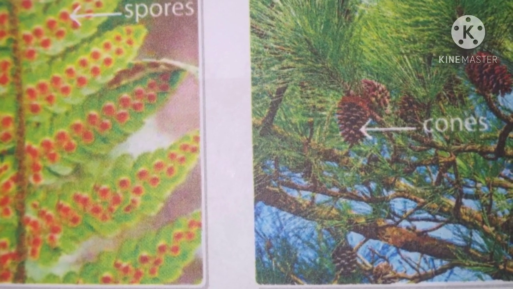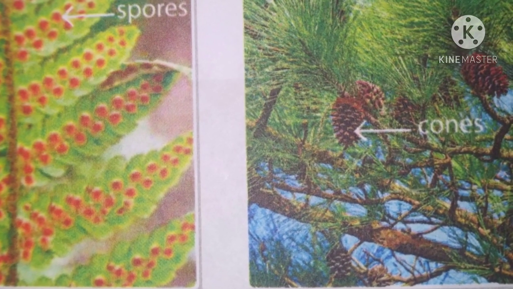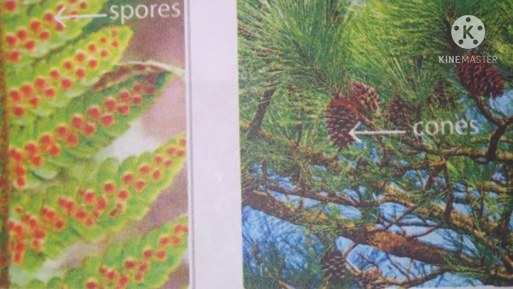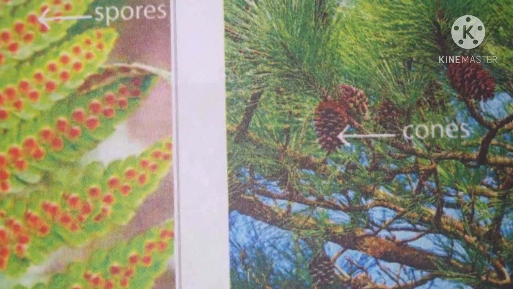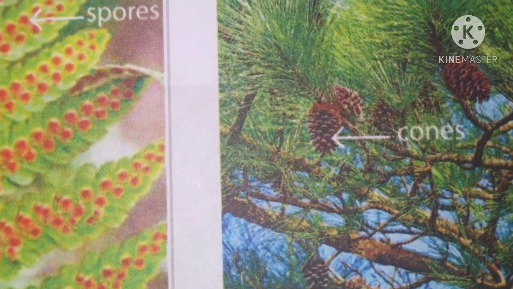Examples are pine trees, ferns and algae. So pine trees produce cones which have seeds. These seeds produce new plants.